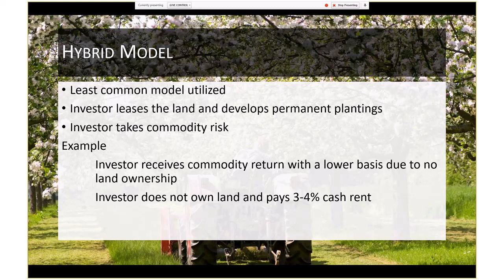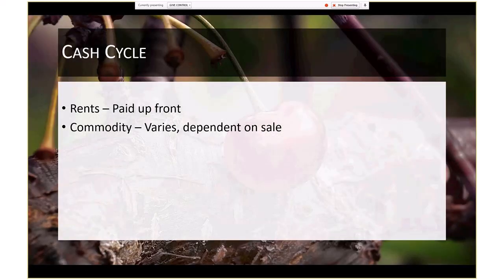Anyway, that's kind of that third structure. Again, I want you to be aware of it. However, it is a less common structure from an investment standpoint. So from a cash cycle standpoint, as we talked, the rents are paid up front.